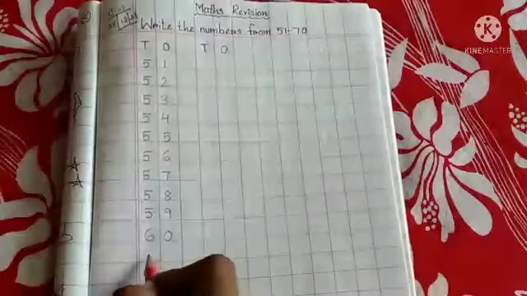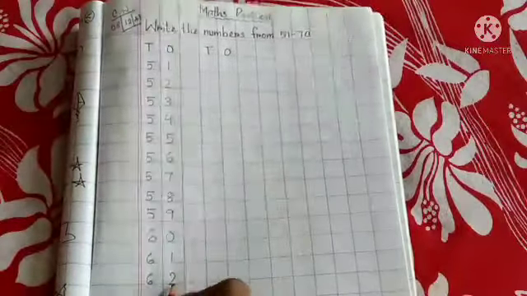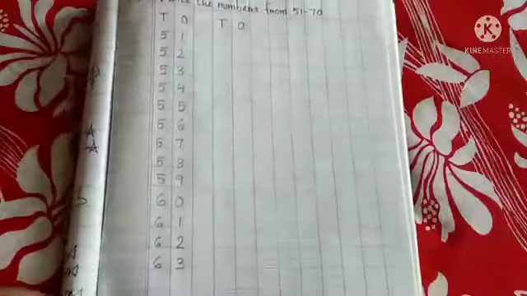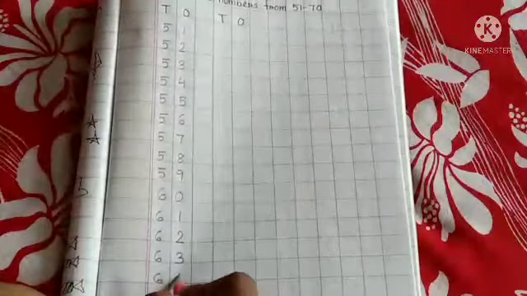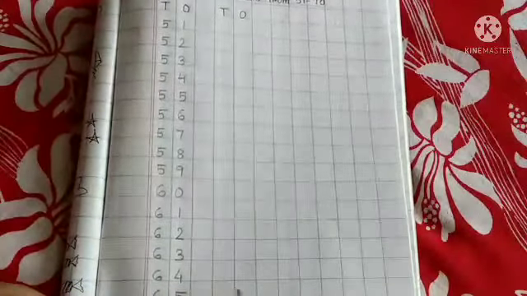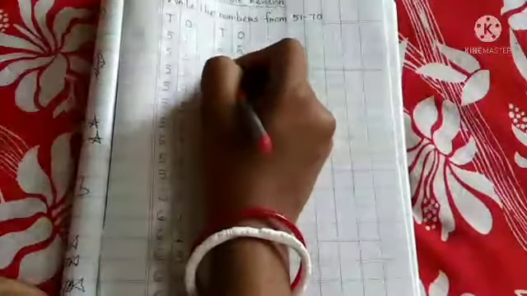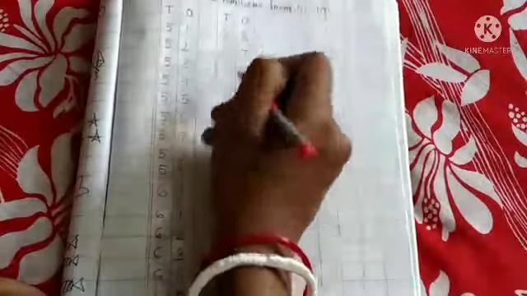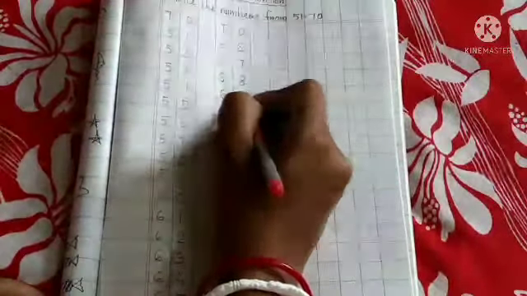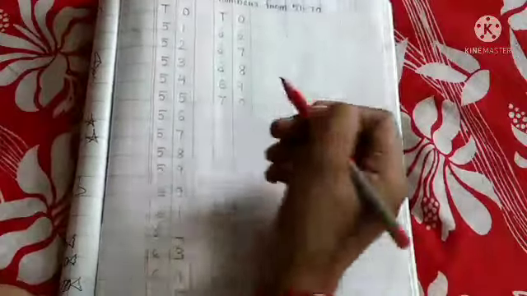56, 57, 58, 59, 60. Then 61, 62, 63, 64, 65, 66, 67, 68, 69, 70.